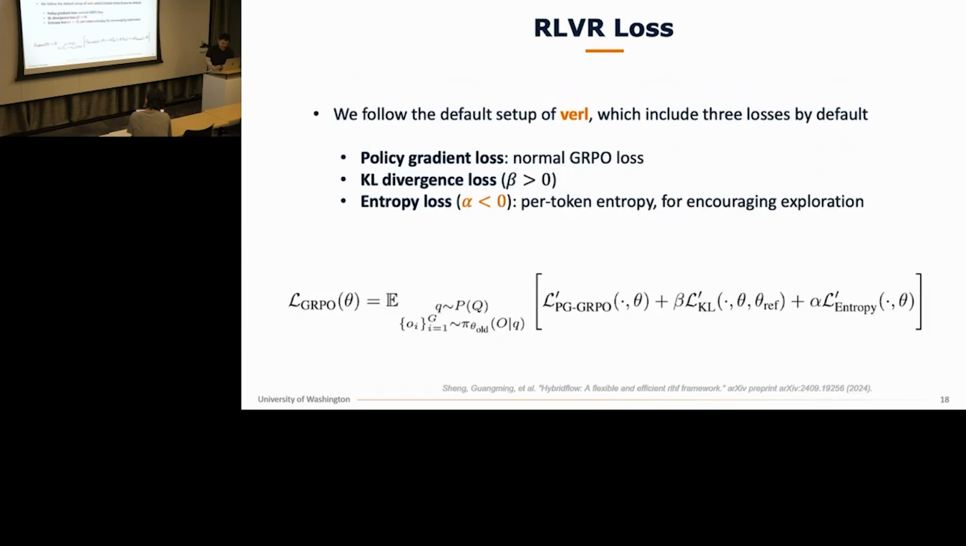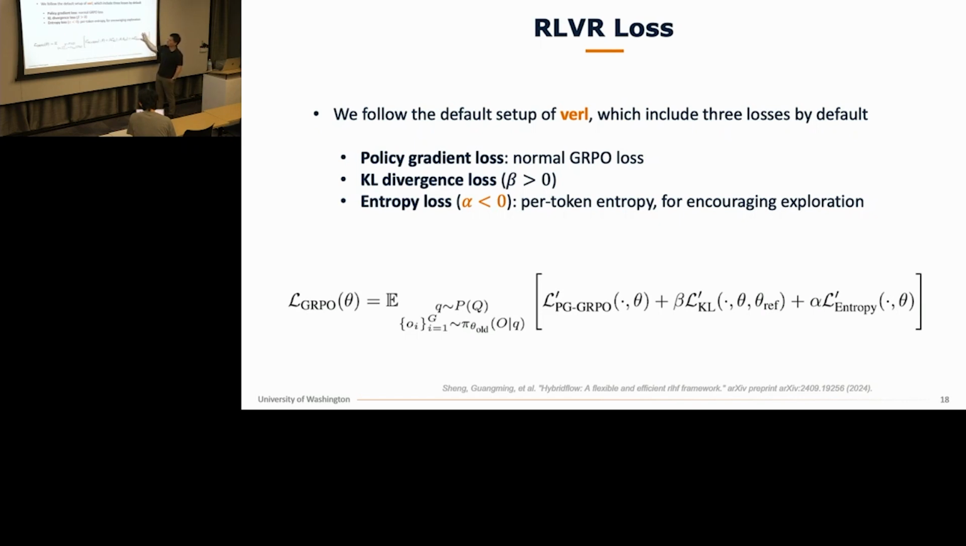Yeah, so here, let me first talk about how we actually select the data. Okay, so here, just a setup. We have this kind of loss function. We use the framework of VRL. It's a very user-friendly framework to deploy any kind of reinforcement learning algorithm.